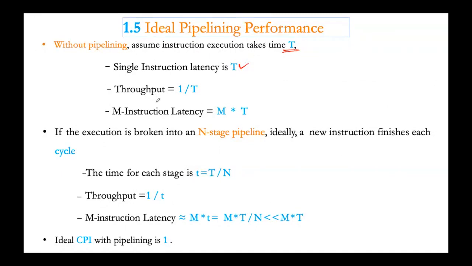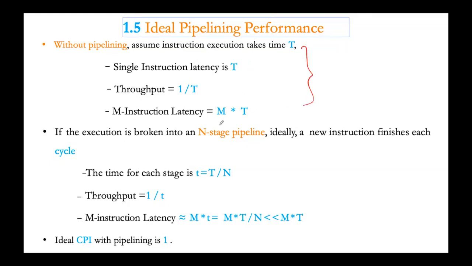So what is the throughput? One instruction is executed with the 5 cycles, so the throughput is 1 by t. If there are m instructions, in our case 3 instructions, the latency is 3 into 5, that is 15. Whereas throughput is given as 1 by t only. This slide is very important for your assignment and for calculation also.